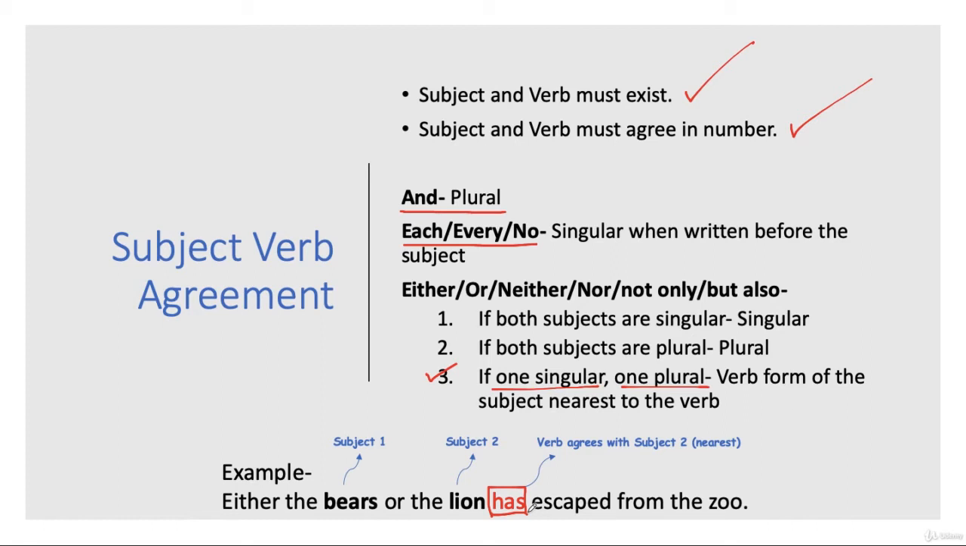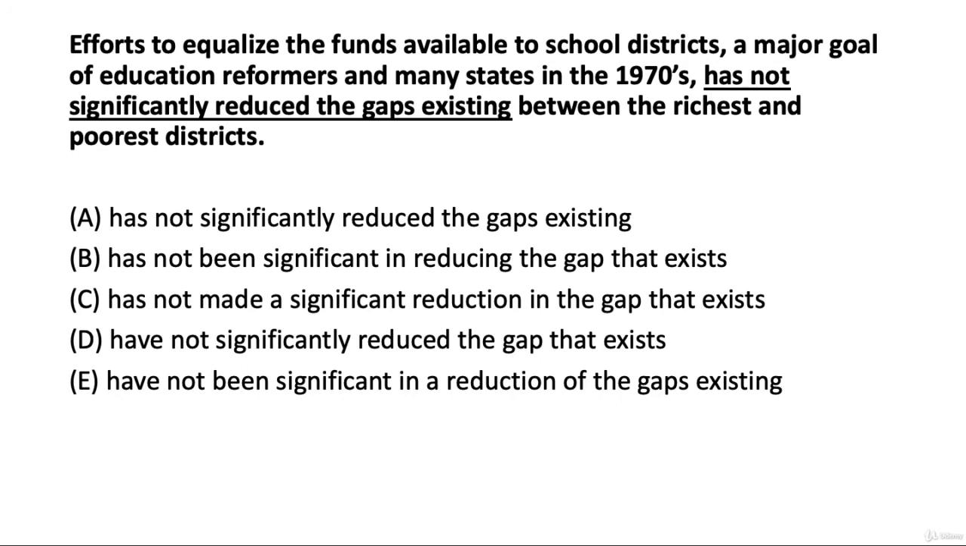I have one more example to show you here. Look at the question. Efforts to equalize the funds available to school districts, a major goal of education reformers and many states in the 1970s, has not significantly reduced the gaps existing between the richest and poorest districts. I would encourage you to pause the video for 10 seconds and think about the question. Think what is the mistake here. Then take 30 seconds to read every option and think of the correct answer.